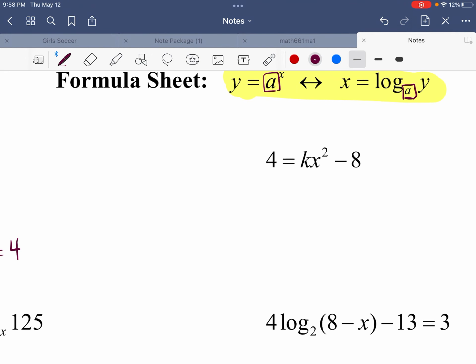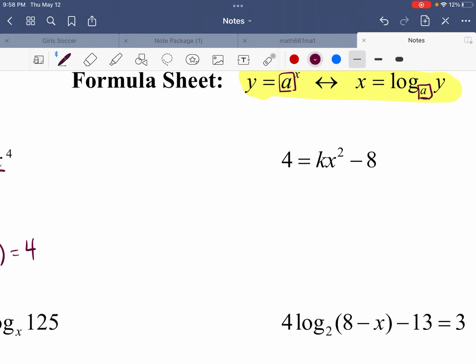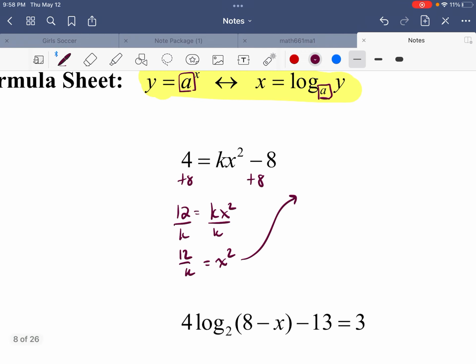This one, let's clean it up a bit using a little bit of algebra. So add 8 to each side, and we get 12 is equal to kx squared. Divide by k. And now we can apply our rearranged form. So log base x of 12 over k is equal to 2.